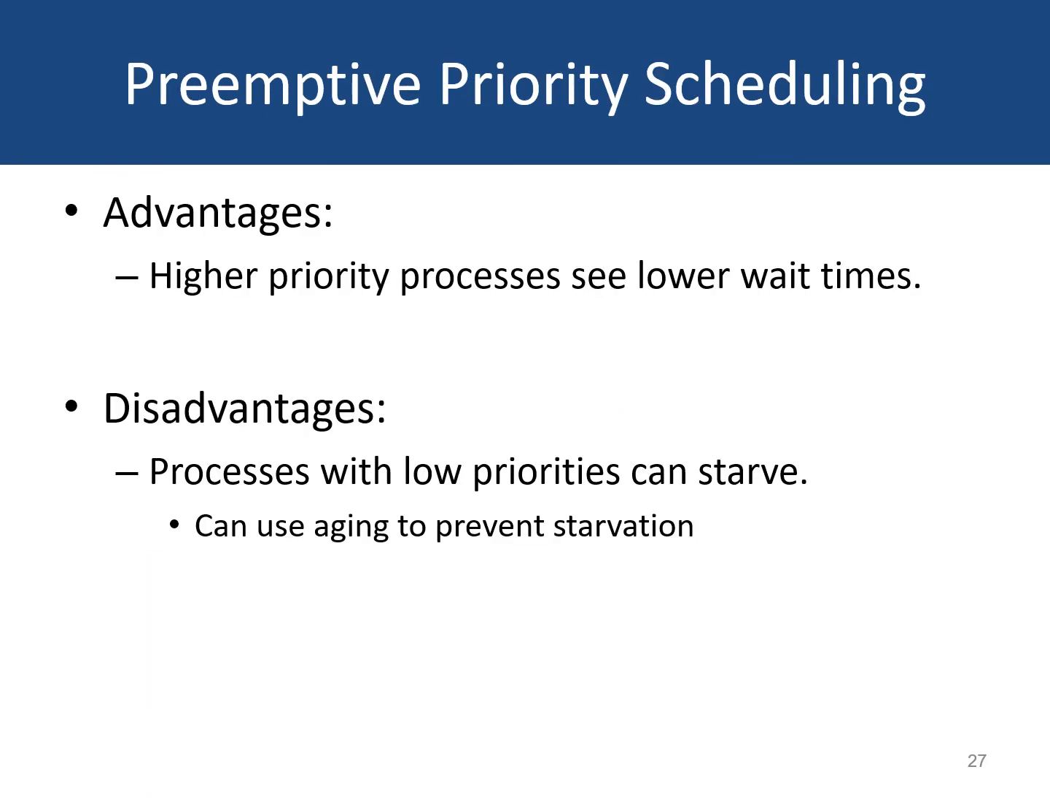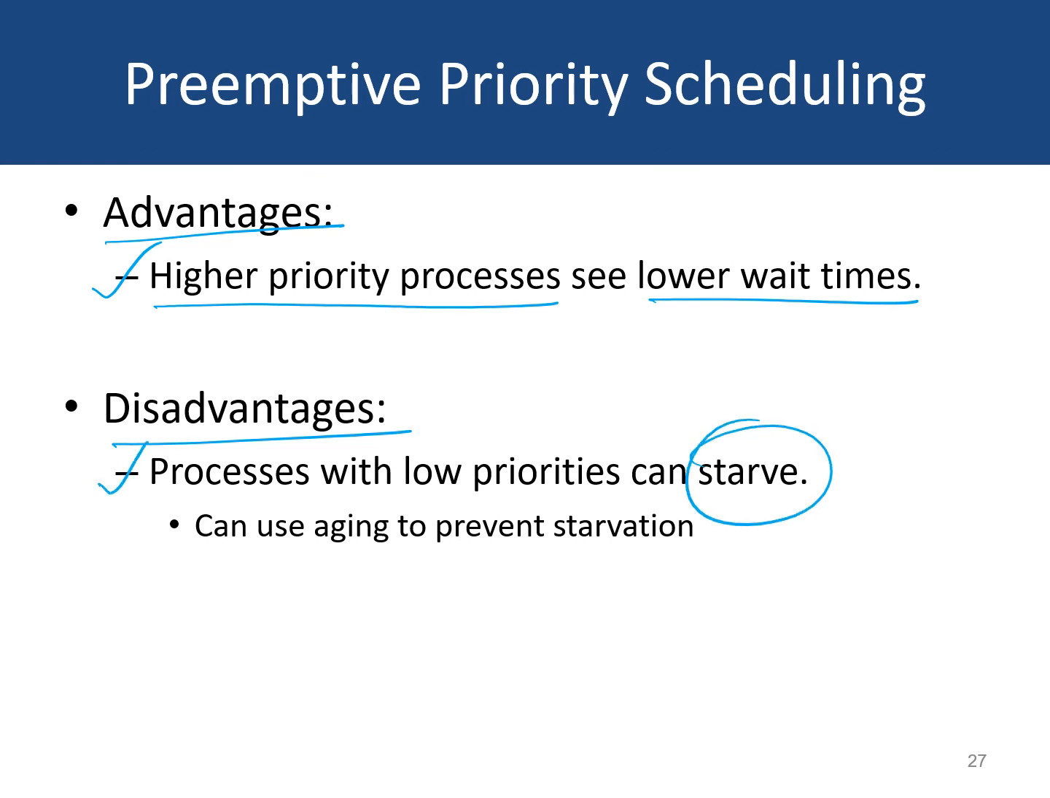Note that the advantages and disadvantages of preemptive priority scheduling are fairly similar to the ones we saw in non-preemptive priority scheduling. The main advantage here is again that with preemptive priority scheduling, the higher priority processes will see low wait times. And once again, the primary disadvantage is starvation. In a heavily loaded system where high priority processes keep coming in steadily, the processes that have low priority may have to wait indefinitely for their turn to execute on the CPU. Once again, we can use aging to prevent starvation with preemptive priority scheduling.